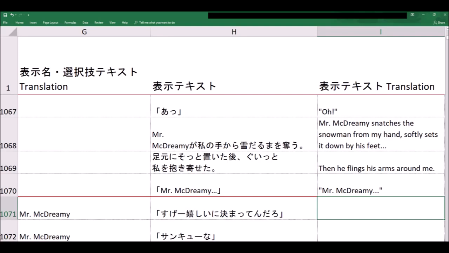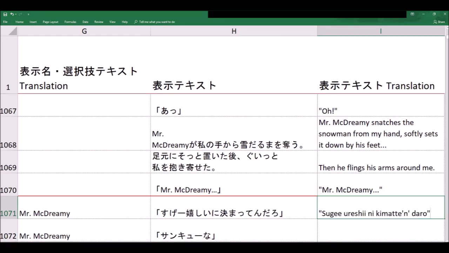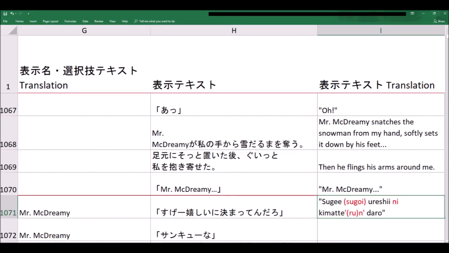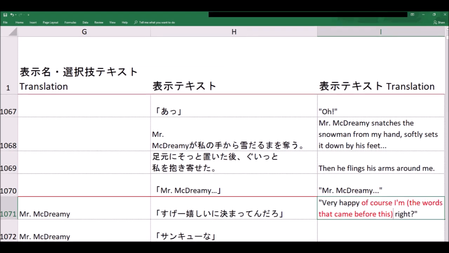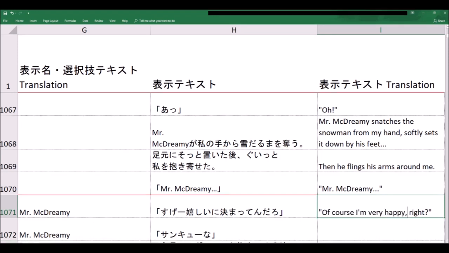Then Mr. McDreamy's dere side emerges as he says, Suggee ureshii ni kimatten daro. Suge is a masculine slangy way of saying sugoi, and kimatten is a slangy way of saying kimatteru. Sugoi ureshii means literally very happy, and daro means right. Now the phrase ni kimatteru means of course it's x, so x ni kimatteru means of course it's x. Since x is very happy, it means of course I'm very happy, right?